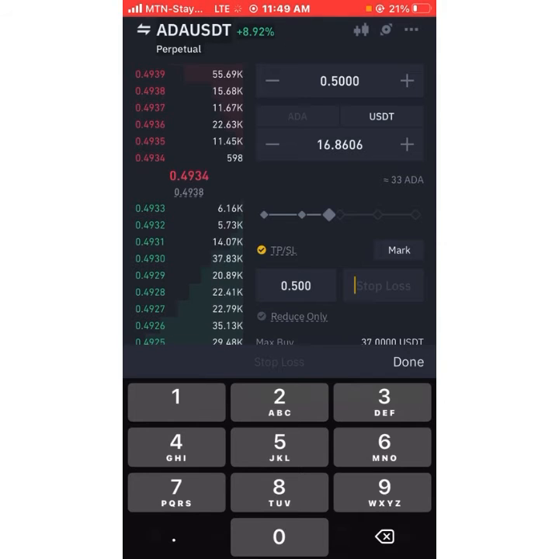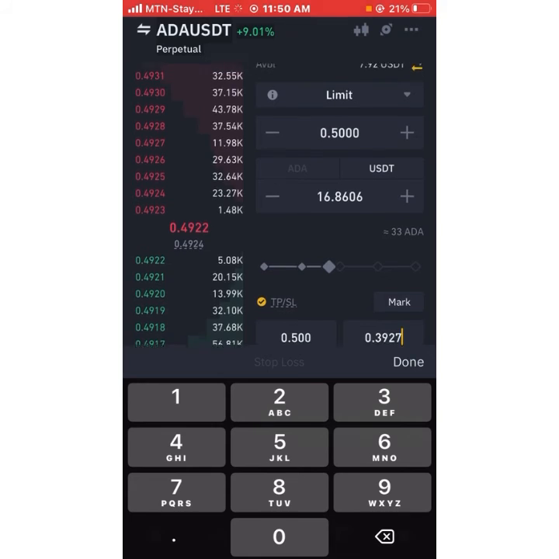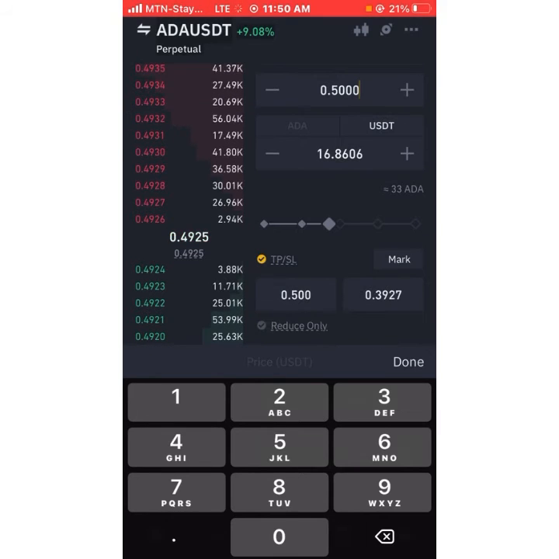I don't want to make too much loss. Since it's at 0.499, so I'll place it at maybe 0.3... 0.927. Okay, 0.927. This is where I place my stop loss. Okay, you can remove this amount here. Don't worry about this one. Remove it here. Just leave it at that price.